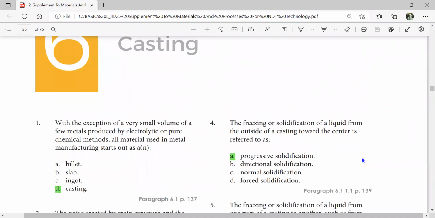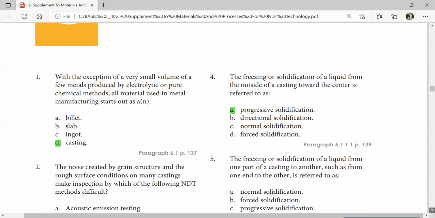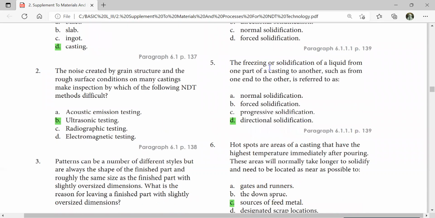The freezing or solidification of a liquid from the outside of the casting towards the center is referred to as progressive solidification. The freezing or solidification of liquid from one part of a casting to another, such as from one end to the other, is referred to as directional solidification.